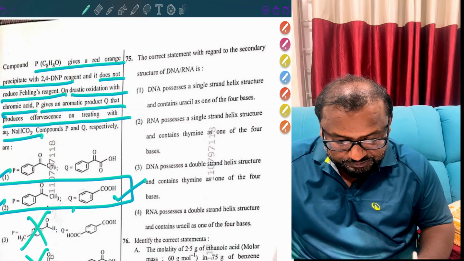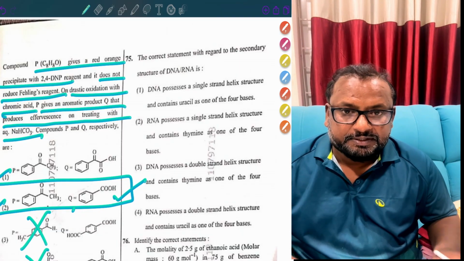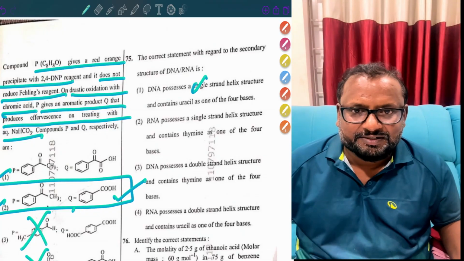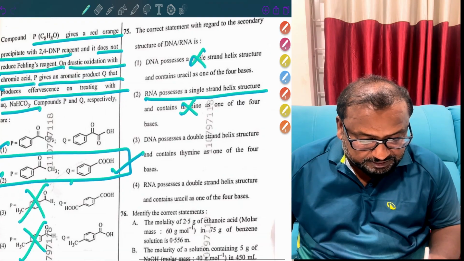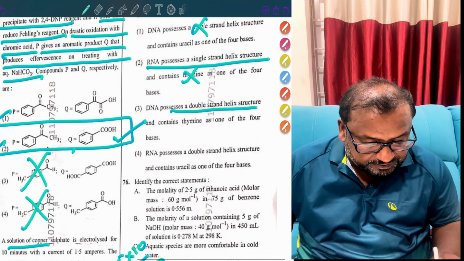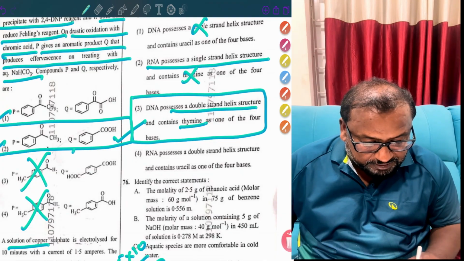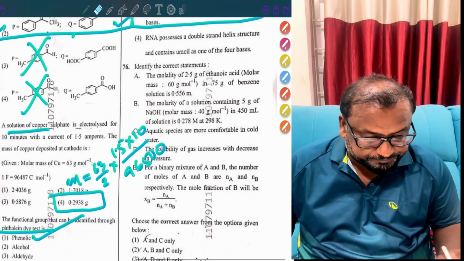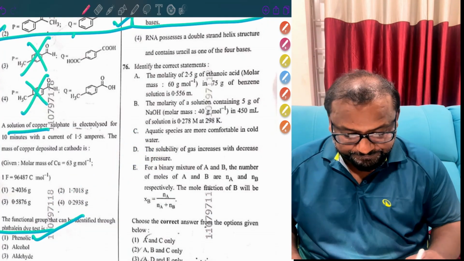Thalline dye test is used to identify the phenolic group. Direct question. 75, statements again, he tried to confuse, but it's not that confusing. 75, DNA possesses single, no, wrong. RNA possesses single strand but thymine is absent. DNA possesses double and thymine is present. So answer is the third option. Pretty easy question.